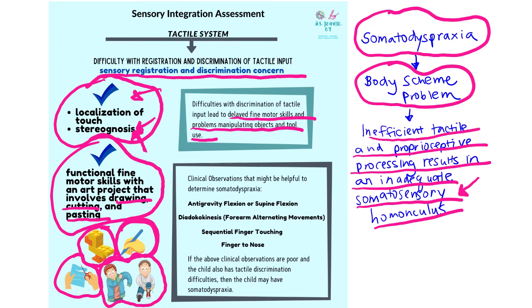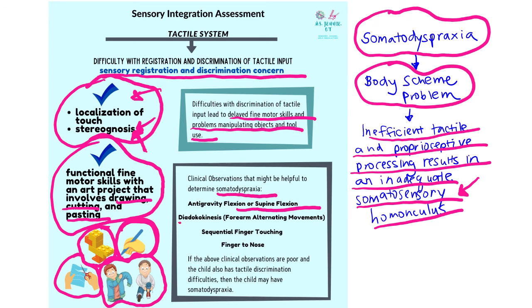So in addition to doing your standardized testing, doing some of these, stereognosis, localization of touch, what else can you do to kind of determine whether a child has somatodyspraxia? Some of these clinical observations are important for you to test out to see if your hypothesis that this child might have somatodyspraxia is correct. So you would check their supine flexion, because kids with somatodyspraxia have a very, very difficult time getting into that position and then also maintaining it.